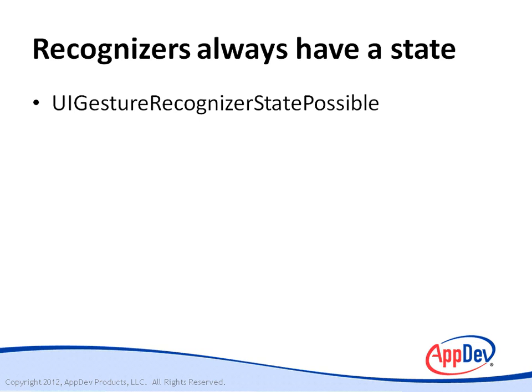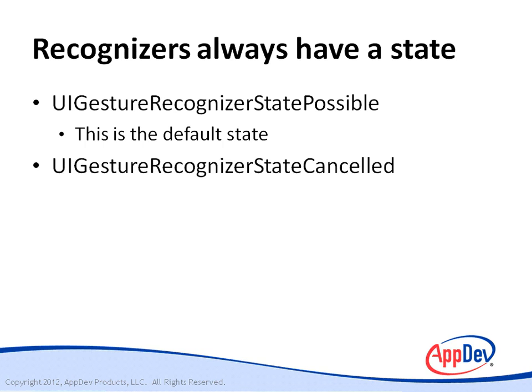And for every gesture recognizer, you have a default state of gesture recognizer state possible. That's the default state. So most gesture recognizers spend most of their time in this possible state. And that essentially means that nothing has happened yet, but if touch events come in, they're going to process those touch events and figure out whether they're gestures. The next state that they all have is canceled. So what gesture recognizer state canceled means is that we thought it was a gesture, but we decided that no, this turned out not to be a gesture.